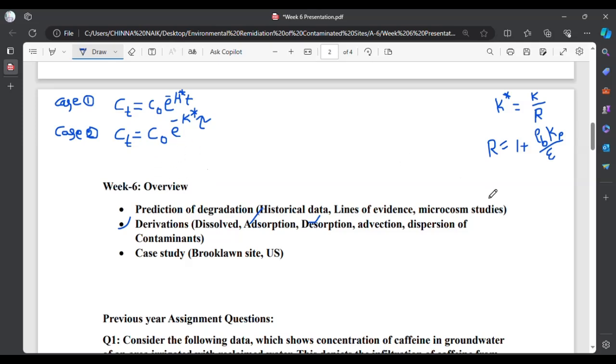Here for tau we have a formula: retardation multiplied by the horizontal distance, divided by u over epsilon, where u is the velocity and epsilon is the porosity.